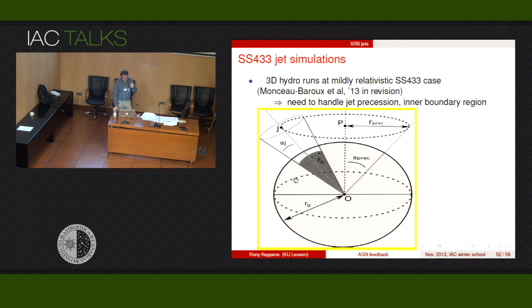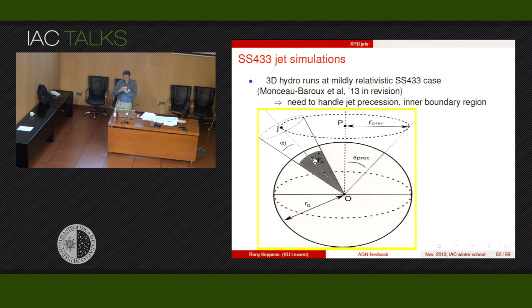actual value known for this opening angle, because the point is that this jet is not only precessing around this axis with a period of about 165 days or so, but it's also nutating on its orbit. So the nutation, in effect, is incorporated here as a slightly wider opening angle of a few degrees. And then this is basically the way in which we inject the jet.